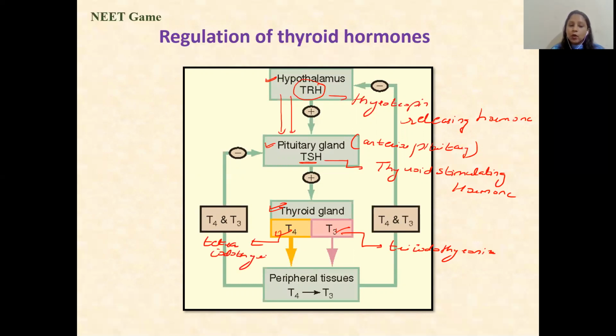Iodothyronine. It is based on what? It is based on the number of iodine molecules. T4 contains 4 iodine molecules and T3 contains 3 iodine molecules. Okay, till here T3 and T4 are produced.